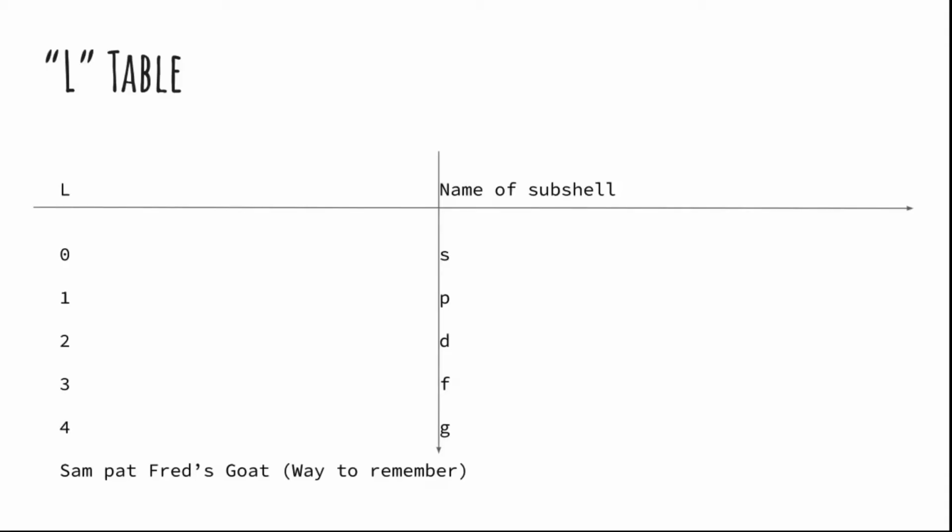I created an L table, that's what I like to call it. It gives the values of L and the name of the subshell it's in. So for example, an L value of 0 would be an S subshell, 1 would be P, 2 D, 3 F, 4 G, and I have a way to remember it: Sam, Pat, Fred's goat. Notice that it's S, P, F, G, the first letters of those.